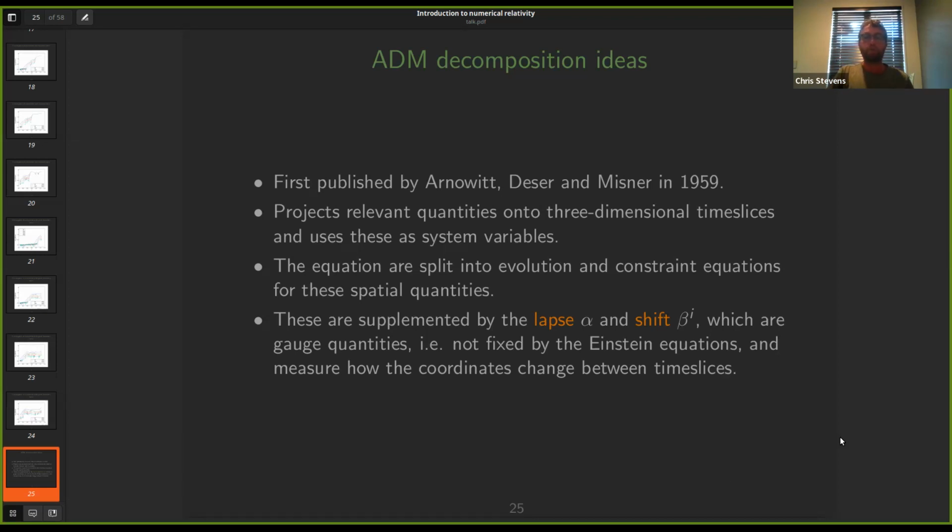So these are completely gauge, because how we foliate our space-time is up to us. It's independent of the Einstein equations. But the rest, the Einstein equations, will tell us how everything else propagates.